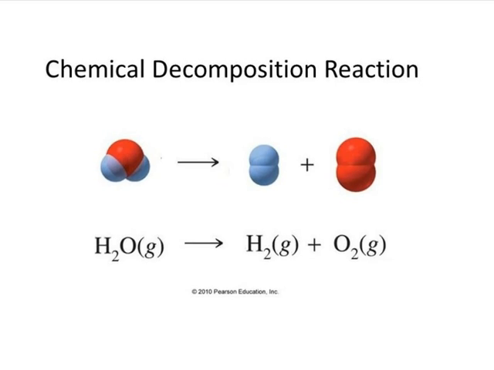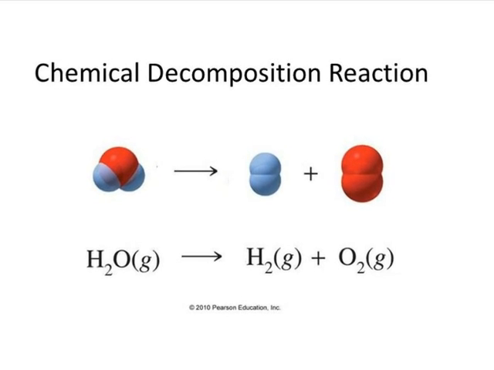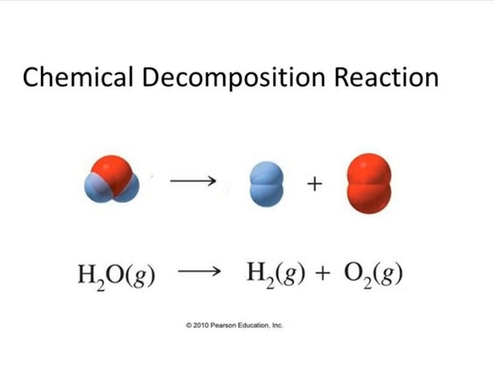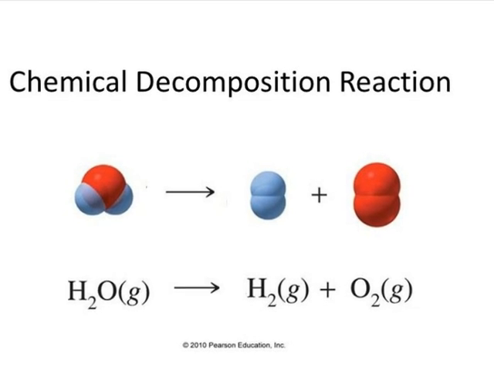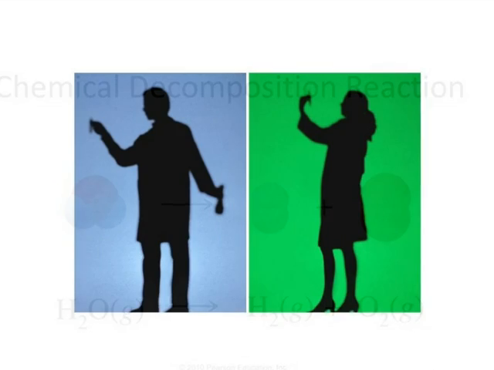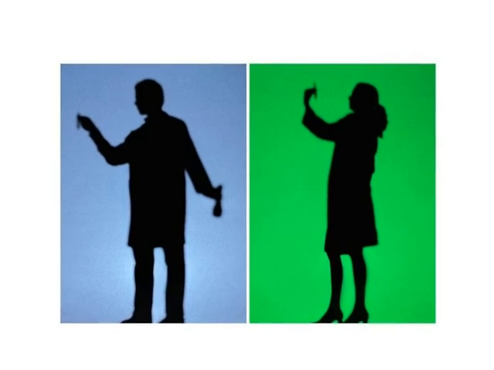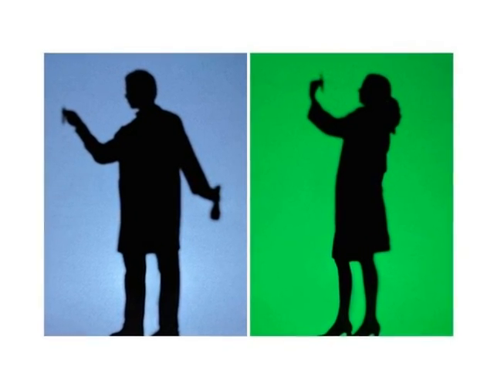An example of a chemical decomposition is the breakdown of water into the individual molecules it is composed of, oxygen and hydrogen. What examples of addition and decomposition reactions can you think of?